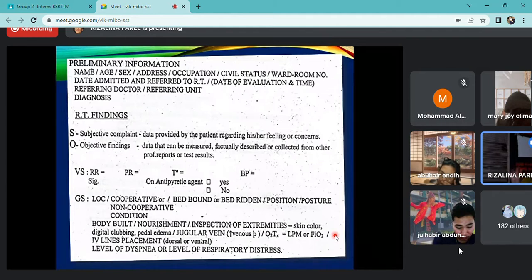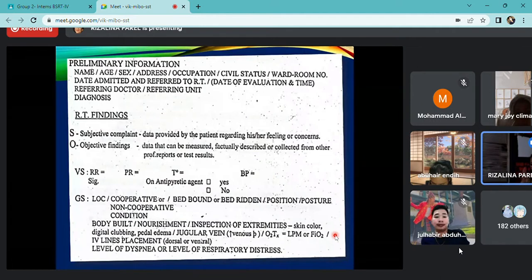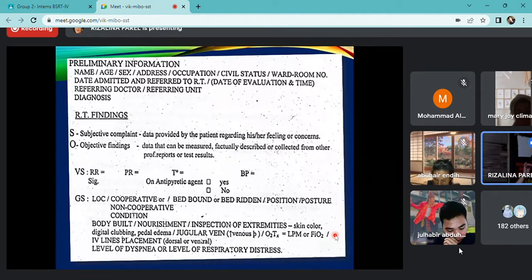So, yung sa isang nabasa ko, yung level of dyspnea or grade of dyspnea could be used for this one. Grade 1 and grade 2 would be for mild respiratory distress. Grade 3 is for moderate respiratory distress. Grade 4 is for severe respiratory distress, and grade 5 is for very severe respiratory distress. Okay? So, doon nakuha yung level of respiratory distress.